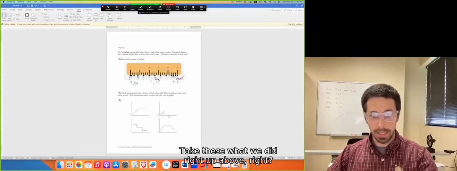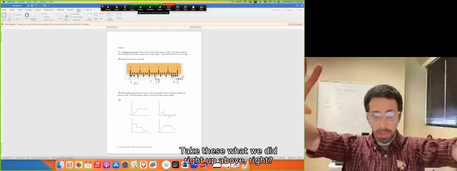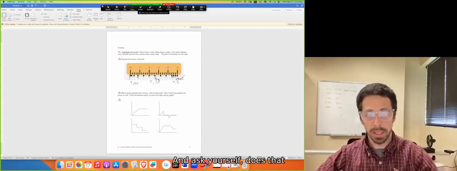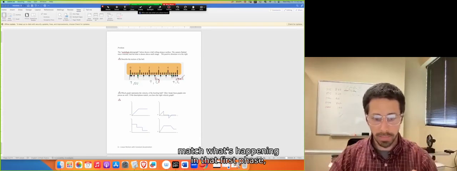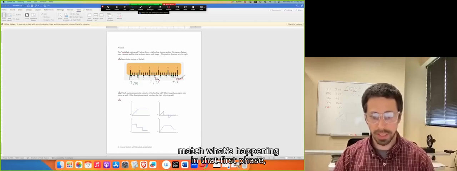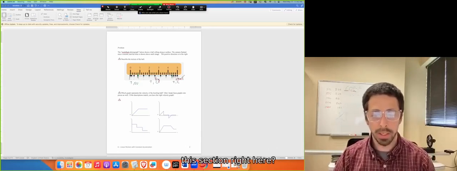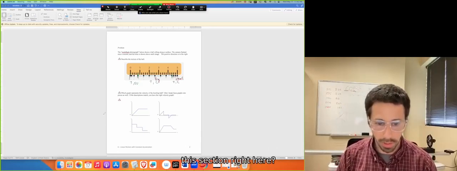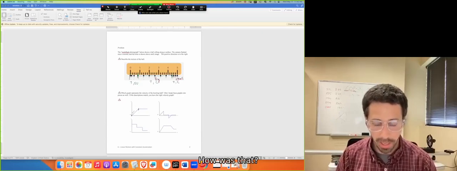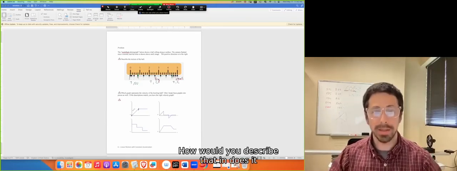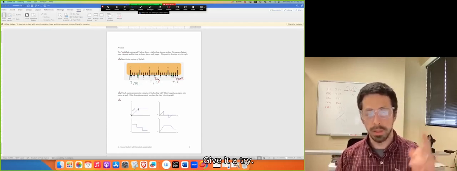Now, based on this information, which graph below represents the velocity of this bowling ball? So take what we did right up above, breaking them into pieces, and ask yourself: does that match? What's happening in that first phase, that second phase? How would I describe this section right here? How would you describe that? And does it match with what I have up above? Give it a try.